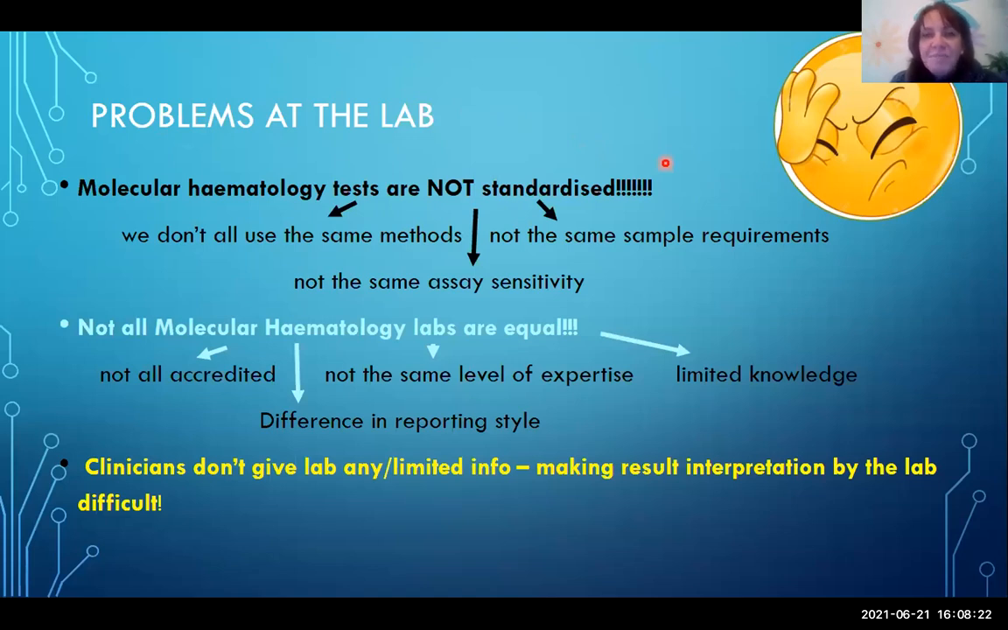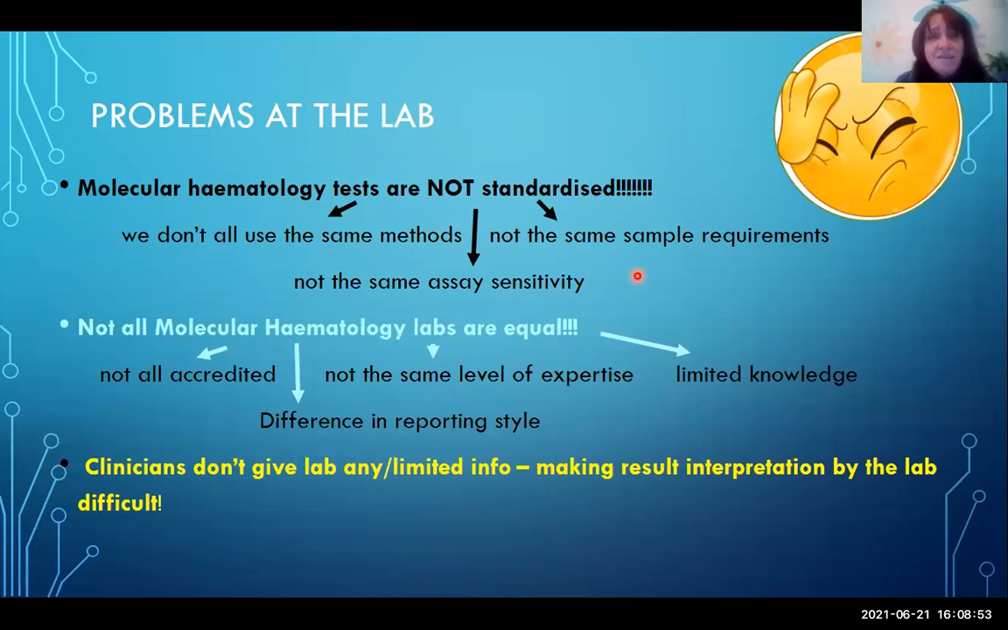It's not like an FBC or something like that where you have these gold standard automated tests. Molecular hematology tests are not standardized. Even good old BCR-ABL quantification, although that is, we've still now currently got different platforms for that. So that is our biggest problem in the lab. And because of that, most of us don't use the same methods. And because of that, the sample requirements are not the same and the assay sensitivity is not the same.